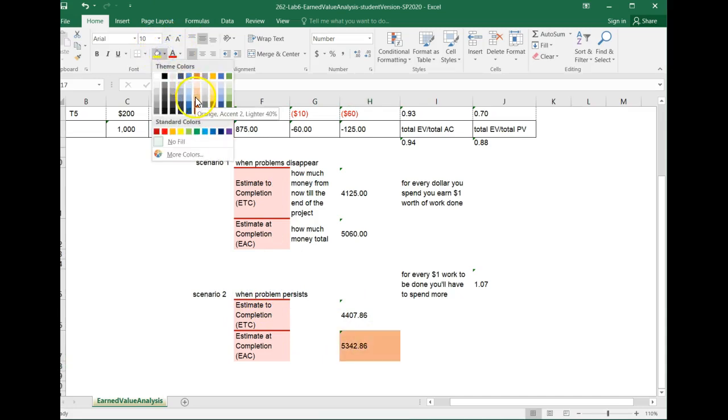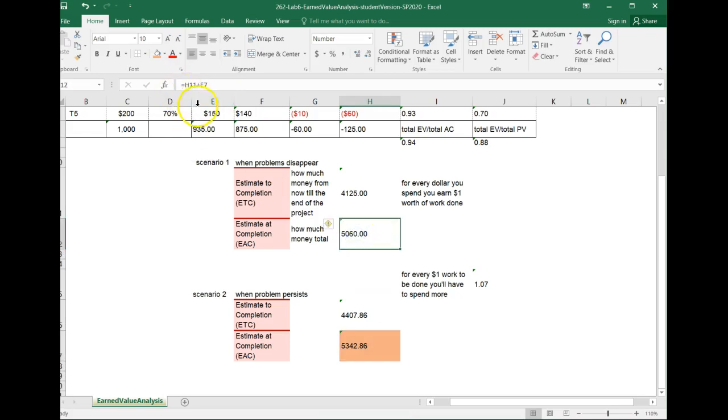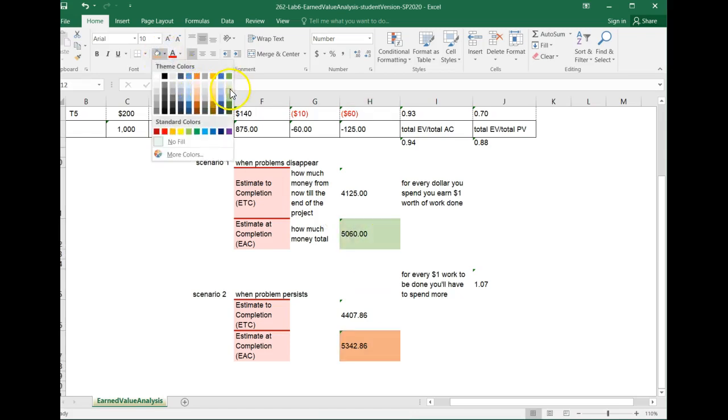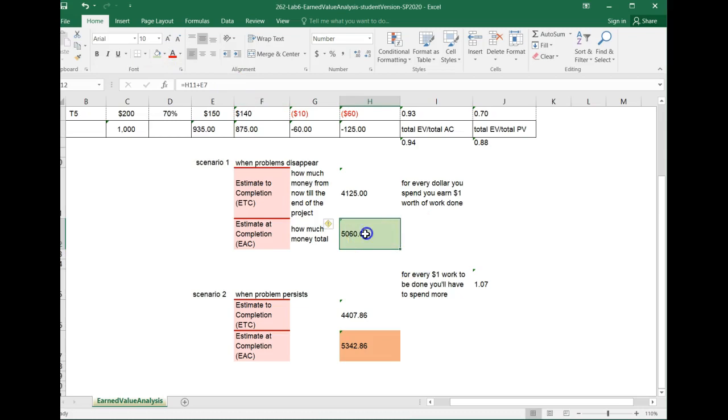So if the problems persist, this is what you would need to spend. I'm going to put it in orange. And if the problem disappears, this is how much money you would have to spend. This one is saying that for $1 worth of work, $1 will be spent. This one is saying that for $1 worth of work to be done, $1.07 has to be spent. What is that number? It's 1 over CPI.